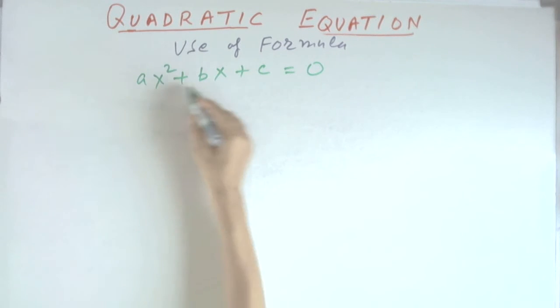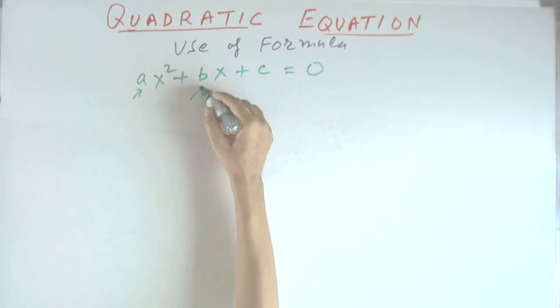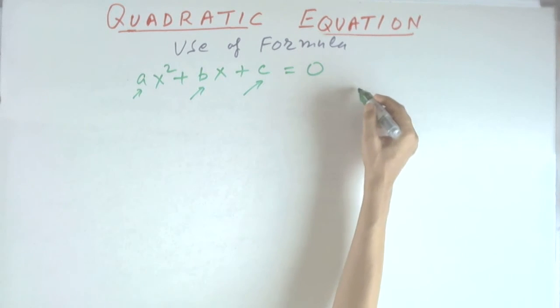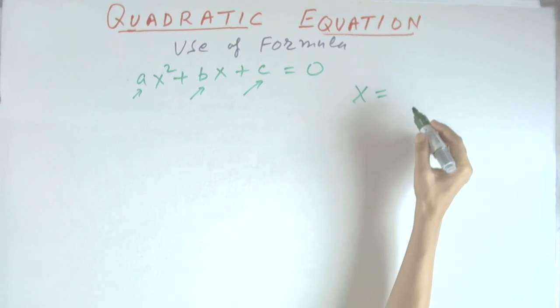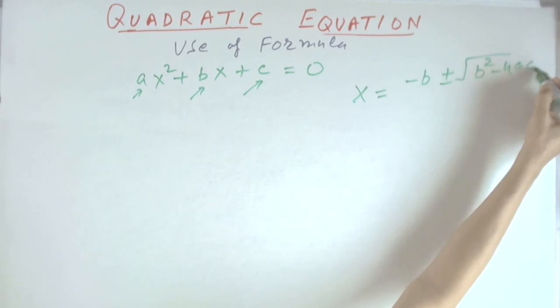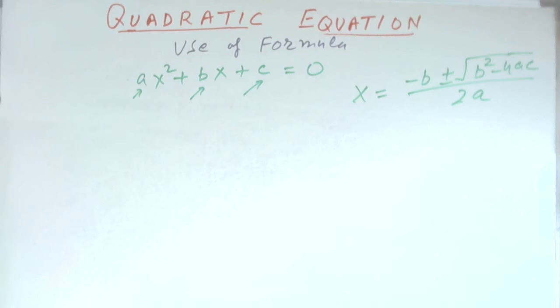So the left hand side is the quadratic polynomial and the right hand side is equal to 0, and these are the conventional coefficients for the three terms of a standard quadratic equation. For a standard quadratic equation, the formula for the solution is the one we need to remember: the value of x is, in the numerator, minus b plus minus the square root of b square minus 4ac, and the whole thing is divided by the denominator 2a.